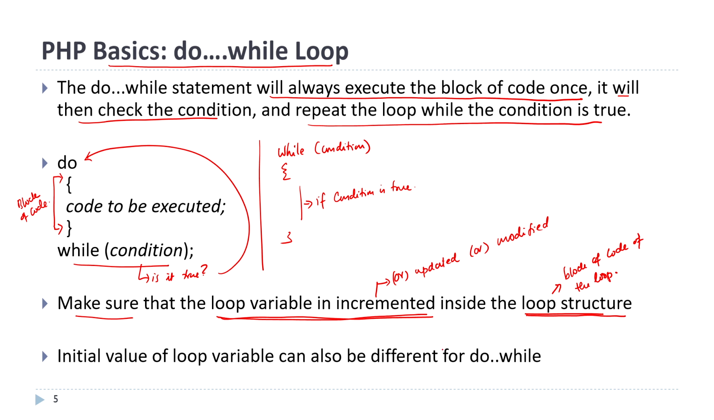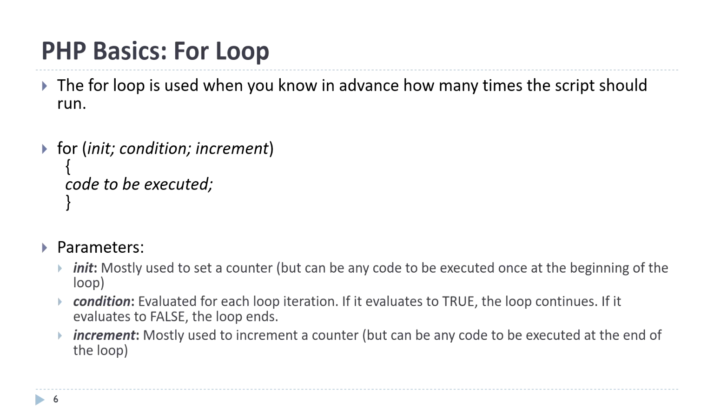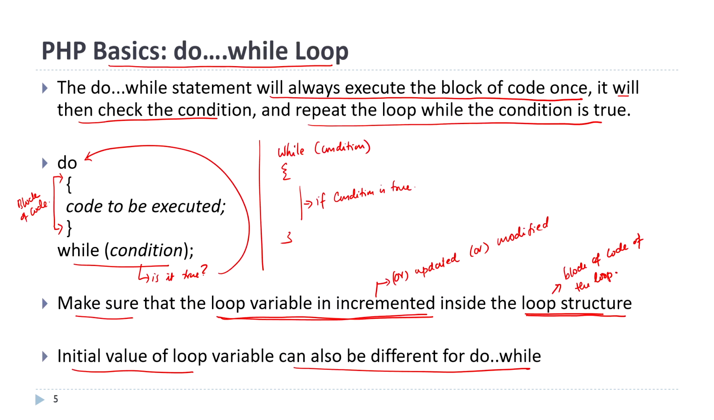block of code. And the other thing is that the initial value of the loop variable can also be different for do while. You can have different initial values for the do while compared to the while loop, because in a while loop the condition has to be true to execute the code once, whereas do will execute no matter what, once. So, that is the do while loop.